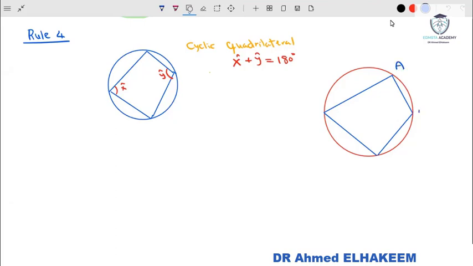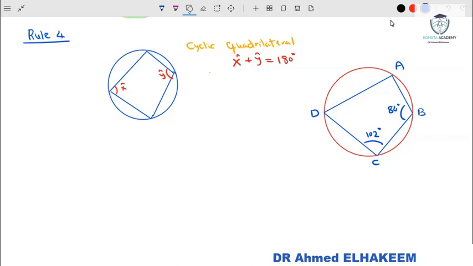This is A, B, C, D. And you are given that angle ABC is equal to, for example, 84, and angle BCD is 120. Can you find the other angles? One is 100 and the other one is 78.